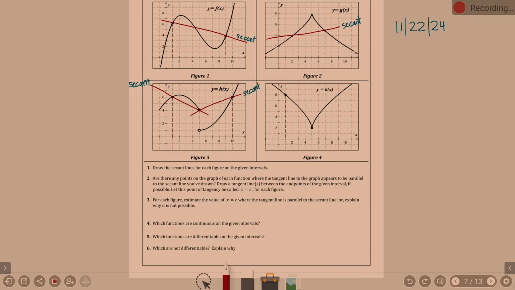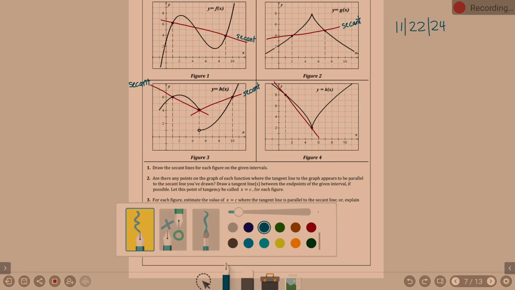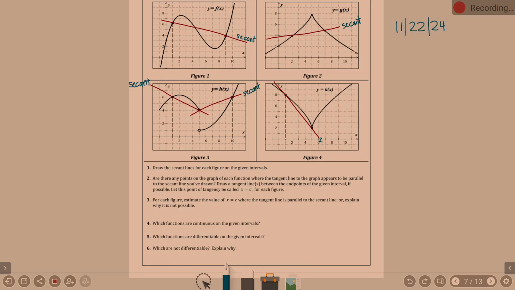And on figure 4, you see your secant line here. This one's hard for me to draw. Ooh, that's not bad. I'll take it. Okay, we got our secant lines, yes? Draw the secant lines for each figure on the given intervals. Good? Yeah. Okay. Step 2.